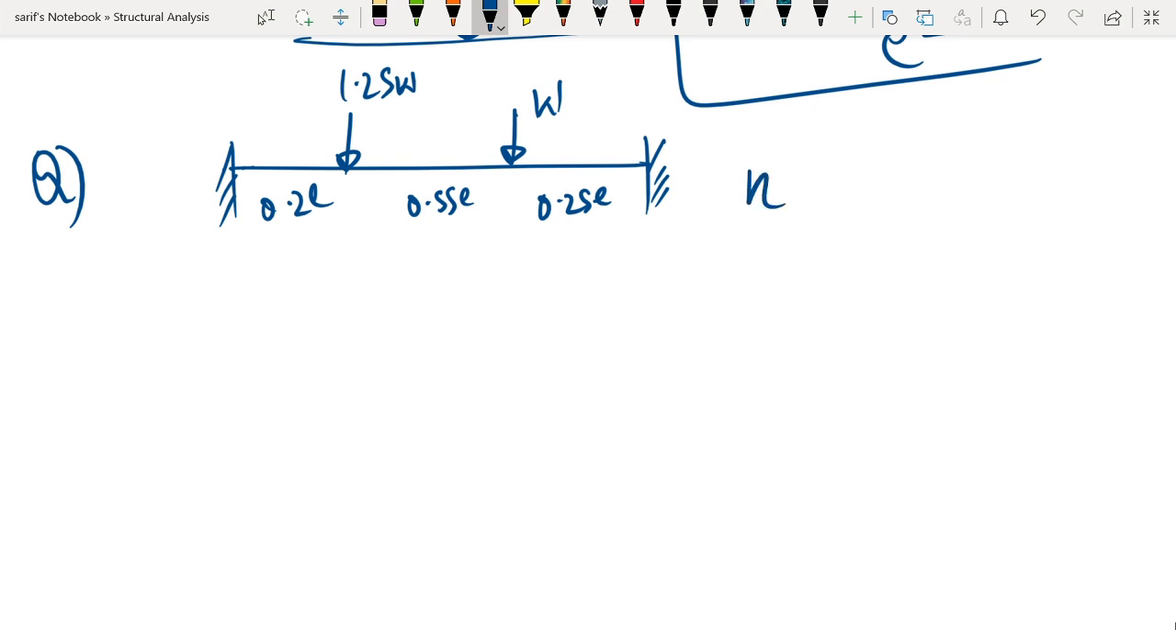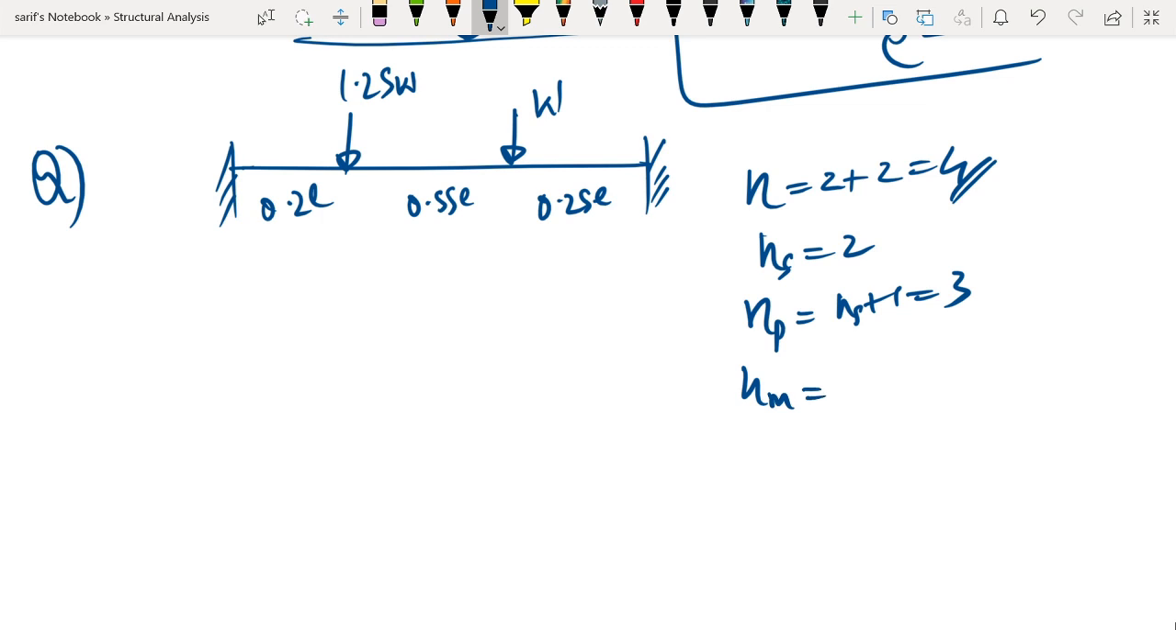First thing is, again we have to find out the number of possible plastic hinges. The number of possible plastic hinges n is equal to, there are 2 points of maximum support moments, so that 2 will be there. Second, there are 2 points of maximum span moments, that is under the concentrated loads. So the number of possible plastic hinges is 4. The degree of indeterminacy, as you know, is 2. The number of plastic hinges to form a mechanism is ns plus 1, that is 3, and the number of possible mechanisms is n minus ns, that is 4 minus 2 equal to 2.